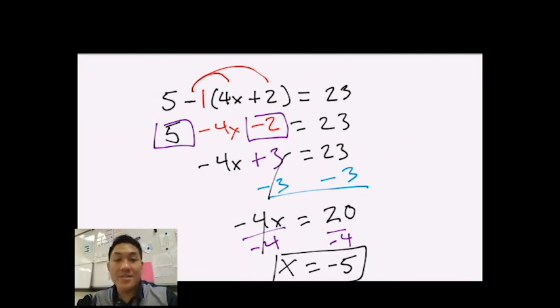Alright, and that's how you solve multi-step problems with the distributive property.